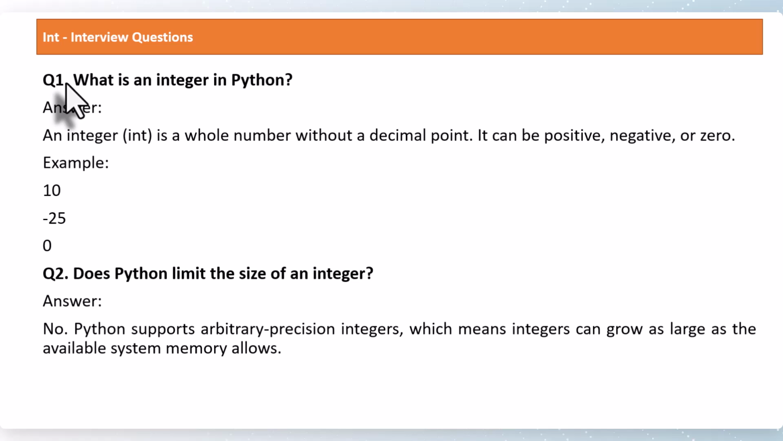What is an integer in Python? An integer is a whole number without a decimal point. It can be a positive number, negative number, or 0 also. Here we have examples: 10 is an integer, minus 25 is an integer, 0 is also an integer. Does Python limit the size of an integer? No, there is no fixed size. Python supports arbitrary precision integers, which means integers can grow as large as the available system memory allows.